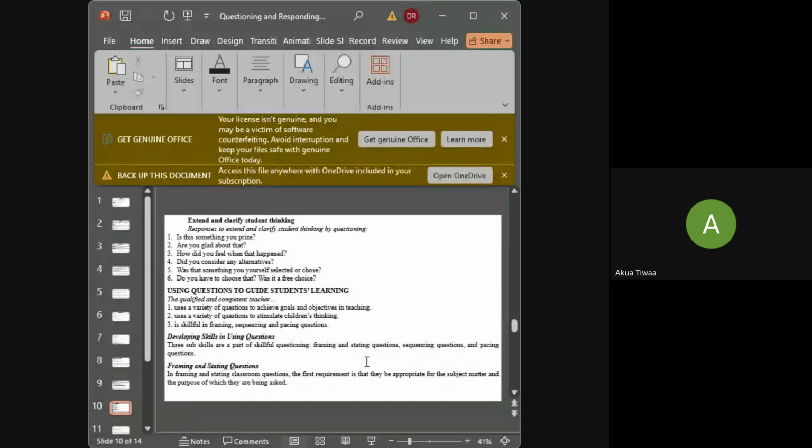Now, using questions to guide students' learning. Using questions to guide students' learning.